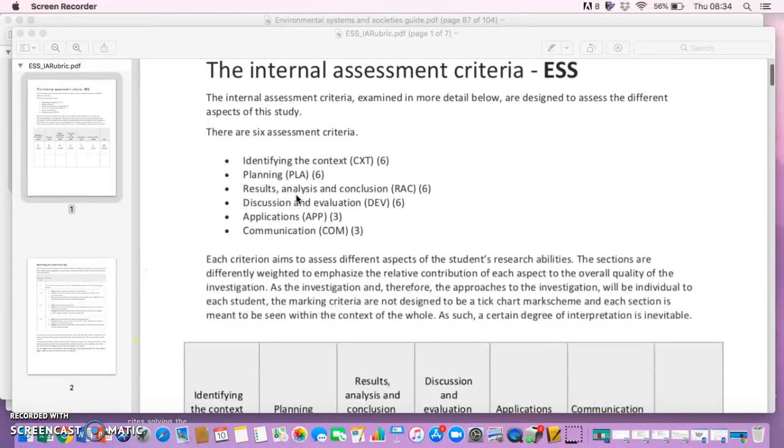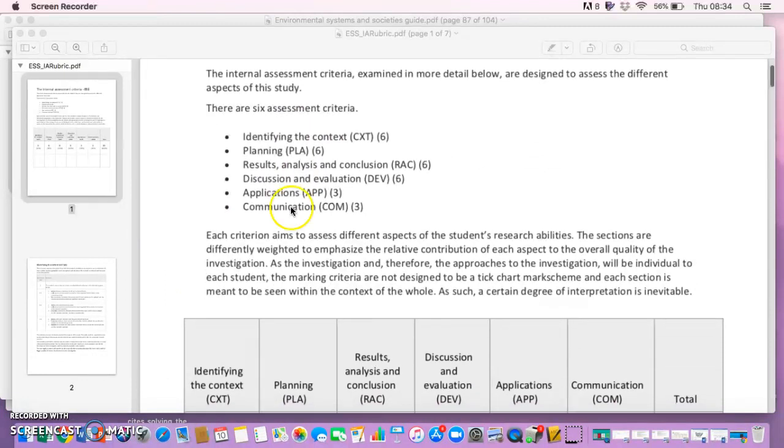So our IA has the following components. It says identifying the context, planning, as you're required to plan some sort of study. A lot of the really high quality ones require some sort of laboratory planning. So it's something that you're doing in the field or something that you're modeling within the classroom. So you need to have some sort of planning section that's detailed and related to a specific ESS topic. Then results, analysis and conclusion.